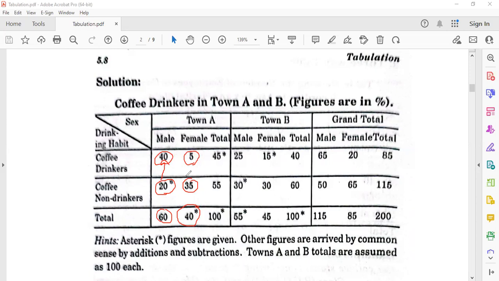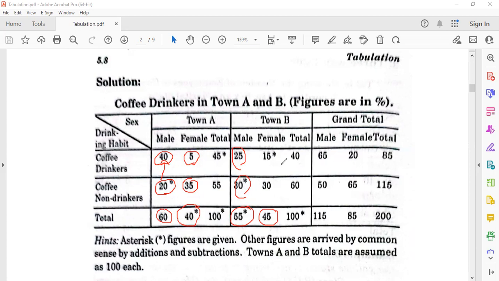Similarly, if you go to town B, it is given that the males were 55%. So total males are 55%. So what should be the total female? It should be 100 minus 55, that is 45%. And male non-coffee drinkers were 30%. So out of the 55% male, 30% is non-coffee drinkers. So therefore, 55 minus 30, what you get is 25%. It is the male coffee drinkers.